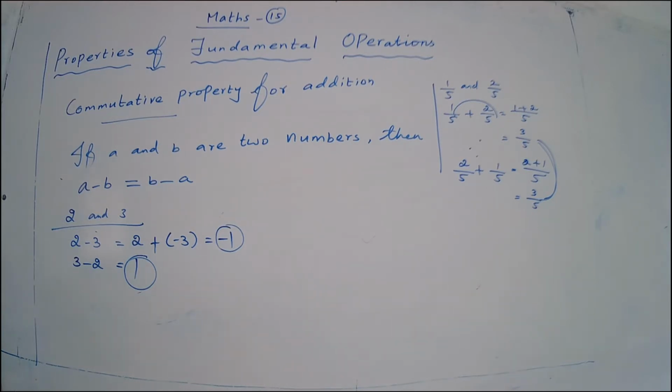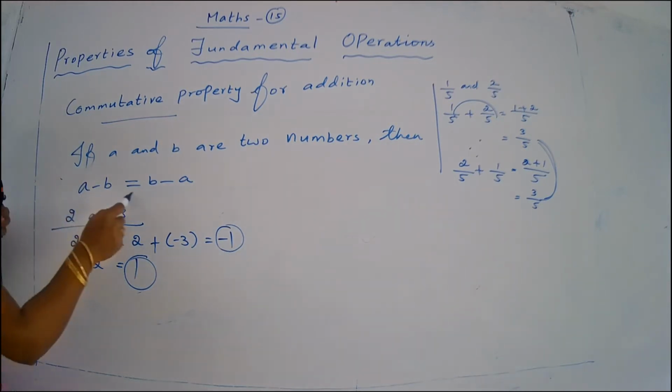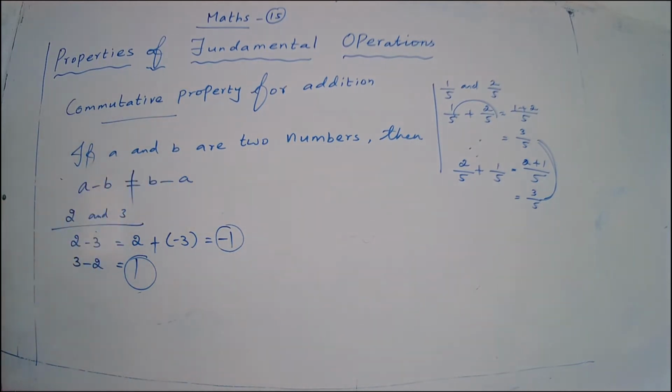Okay children? So the commutative property is not true for subtraction of natural numbers. So A minus B is not equal to B minus A.